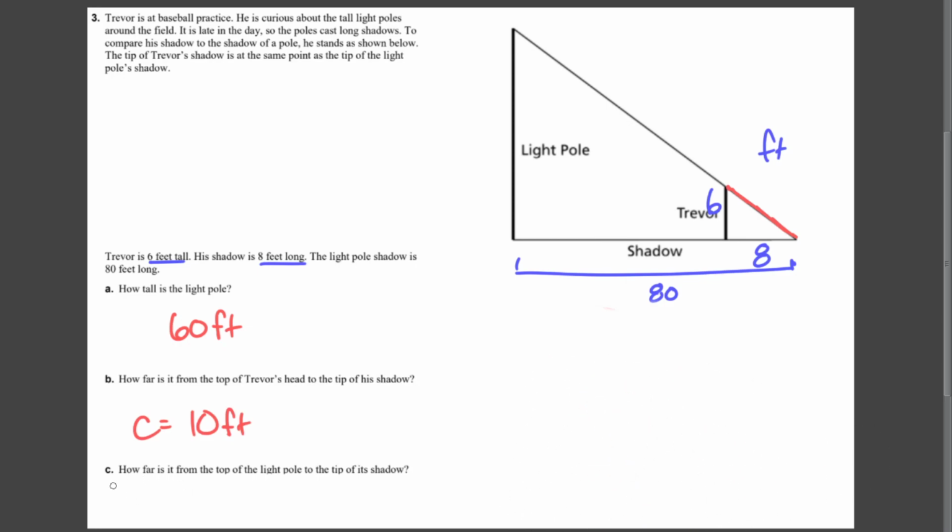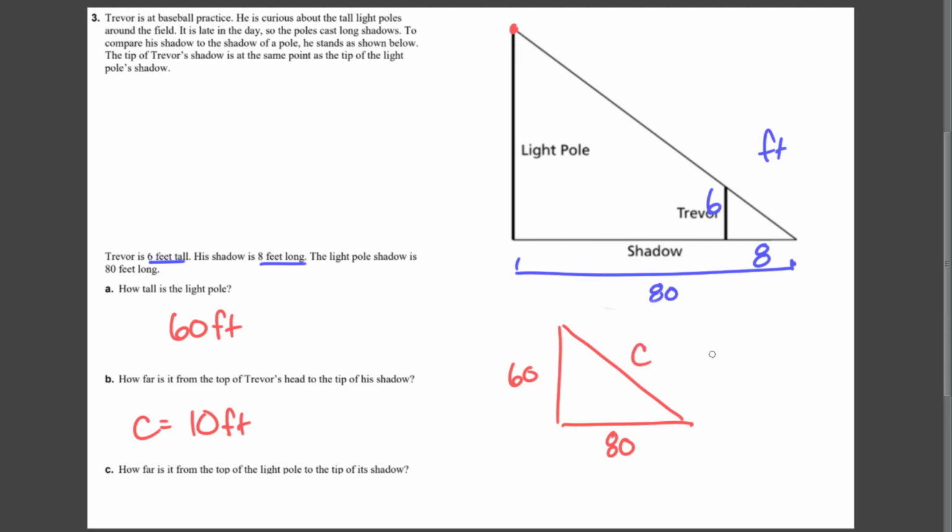Final question. How far is it from the top of the light pole, so this time we're looking at way up here, top of the light pole, to the tip of its shadow? All the way down here. Same type of problem from beforehand. Might help to draw out a model. I know the bottom of the large triangle is 80. I know from our answer earlier that the height of it is 60. And again, we're looking for c.